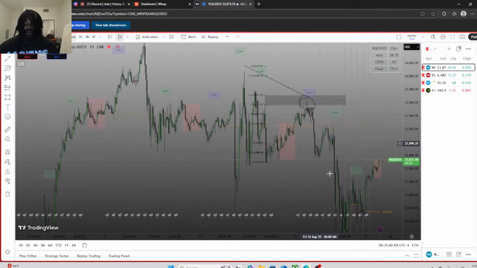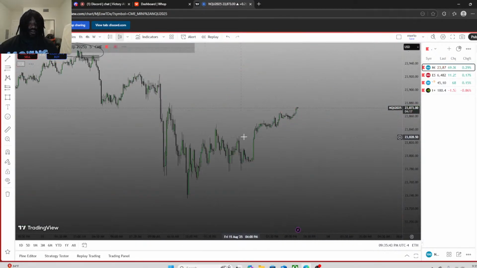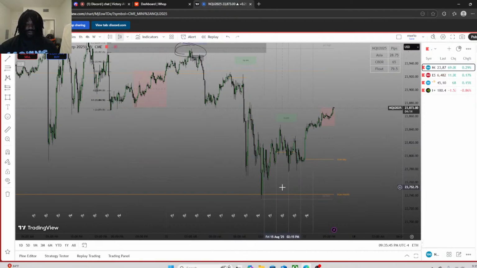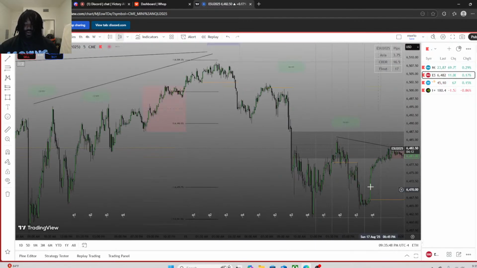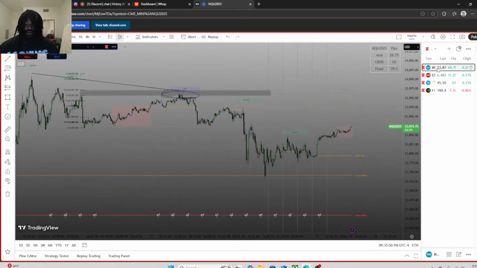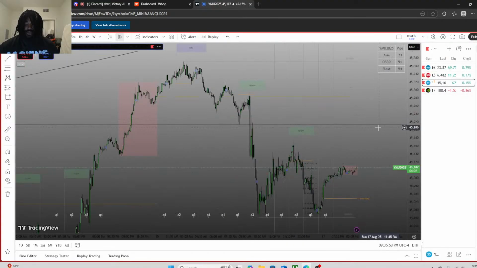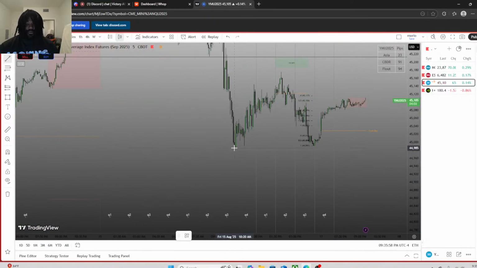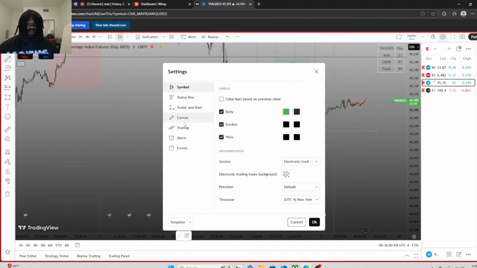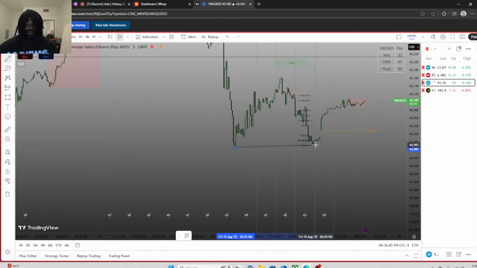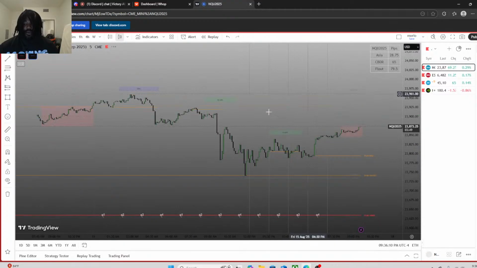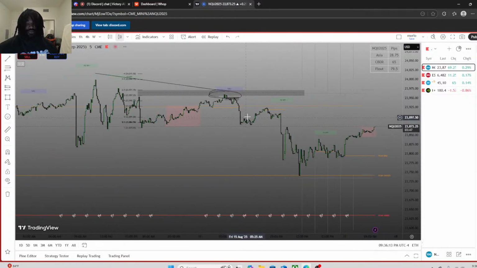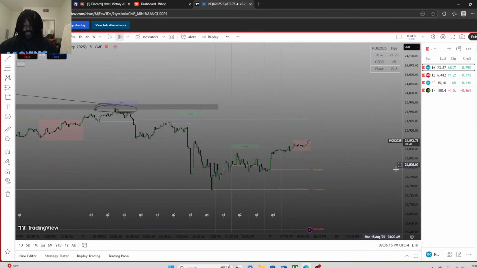Then we came down after my TP hit, and we created another SMT, which was, where is it at? So we made equal lows on YM. Once again, if you turn off the wicks, equal lows between the bodies. ES put in a new high, and NQ put in a new high. So I'm looking for price to expand for London session.